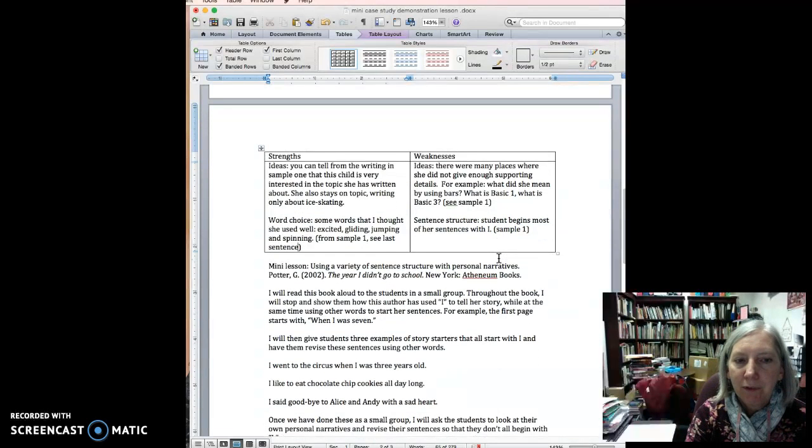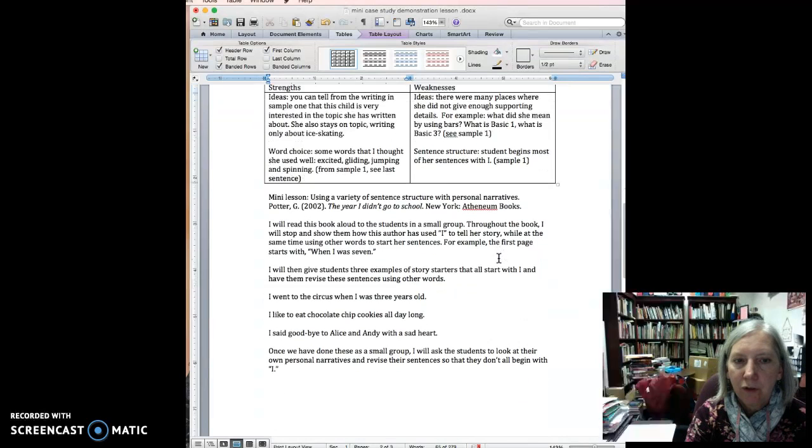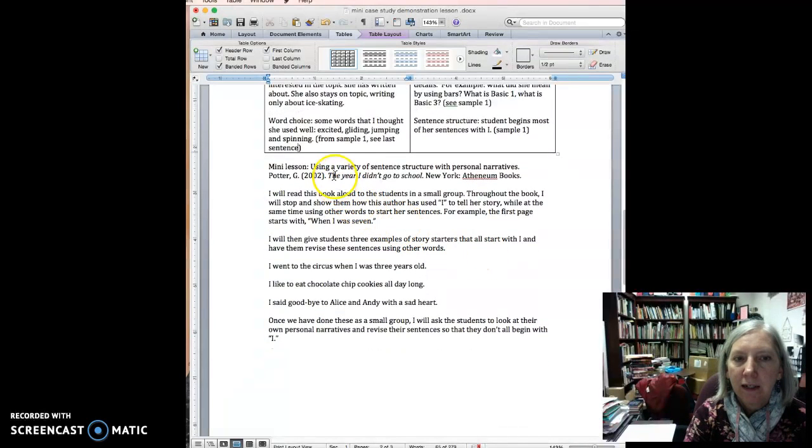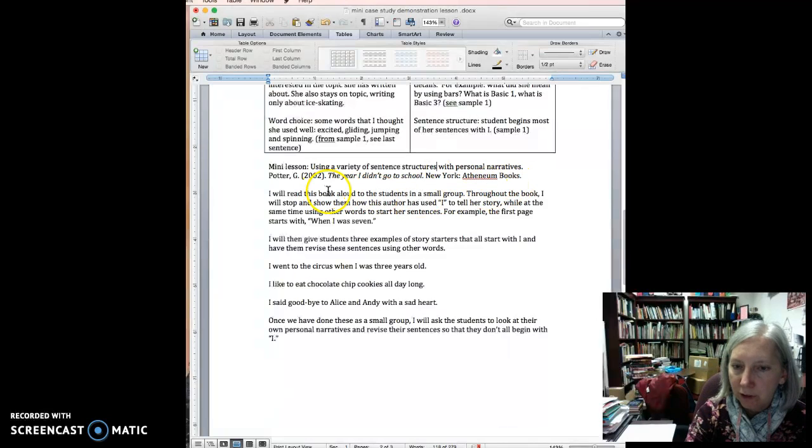So I've come up with a mini lesson that I'm going to do, and this mini lesson is using a variety of sentence structures with personal narratives. And so this story that the child has written is written in the first person, so it would be considered a personal narrative about an event in her life. And I have this book, Potter G., the author. Here's the title. Here's the APA format.